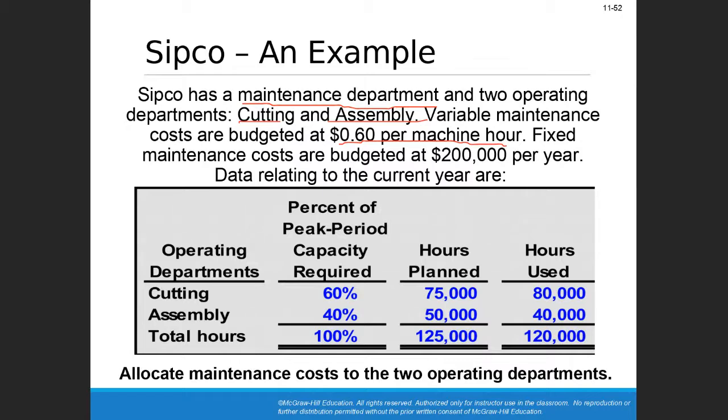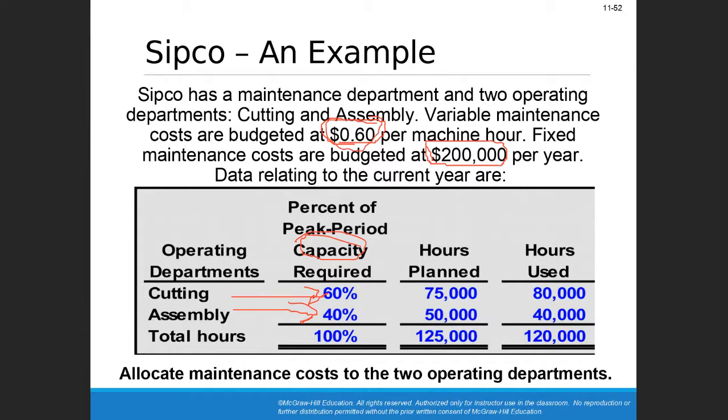So, 60 cents per machine hour. So here's our 200,000 per year fixed. All right, so we got two places, 60 cents per machine hour, 200,000 per year fixed, right? So here's the capacity. When they're working peak, cutting is using 60% of the maintenance, assembly is using 40%. So this is our capacity. This is our fixed, right? And variable is 60 cents per machine hour.